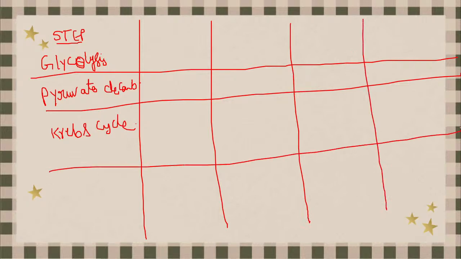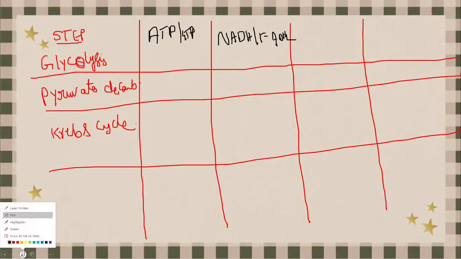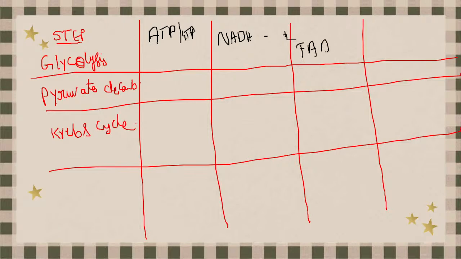Okay. So first, what will we consider? First, we consider the direct ATP. Then we will consider direct NADH or FADH2. Okay, let's take ATP or GTP, and we consider NADH, and let's consider FADH2. Then let's take the total.